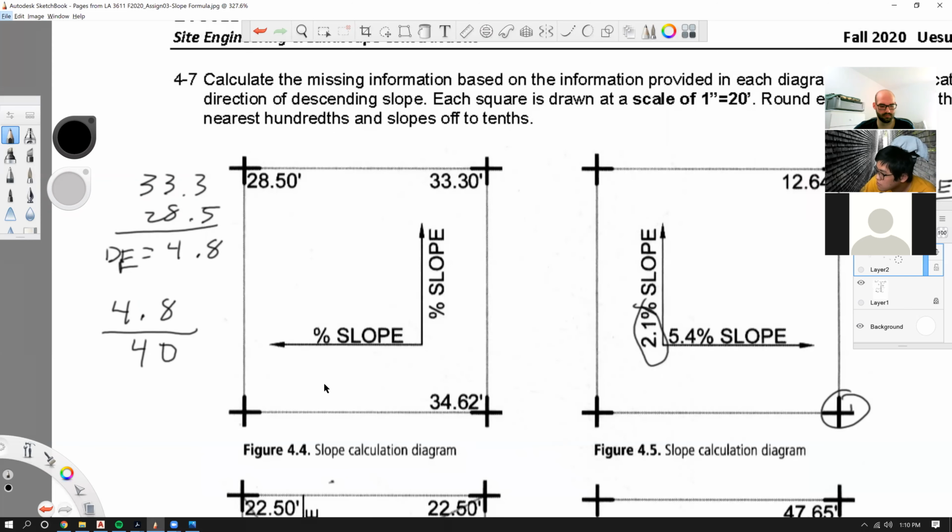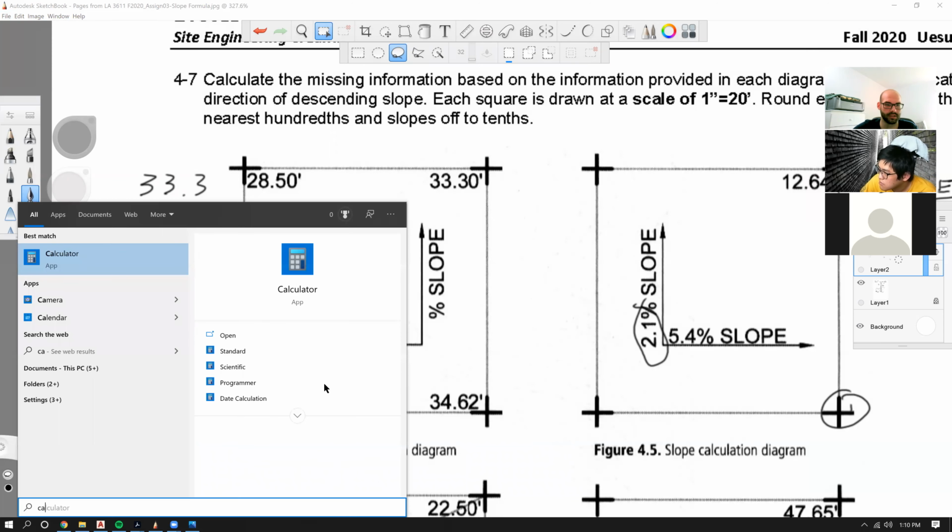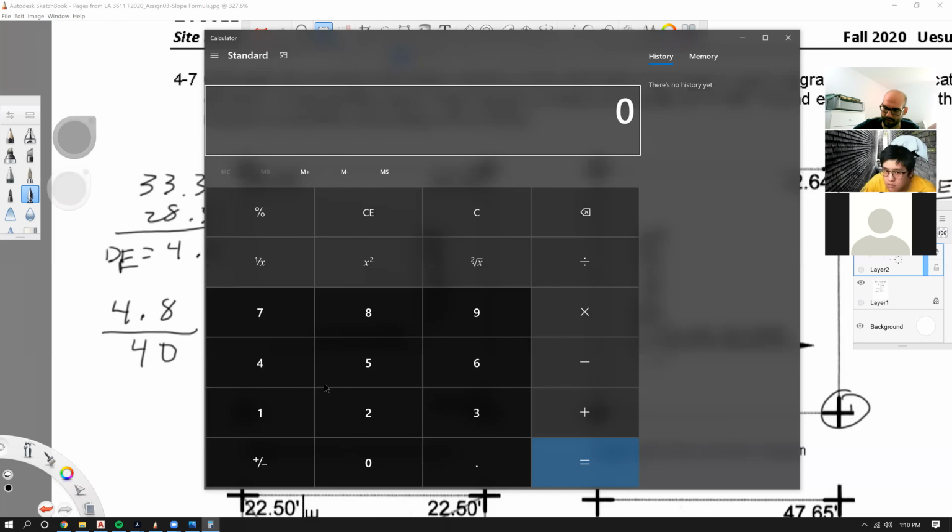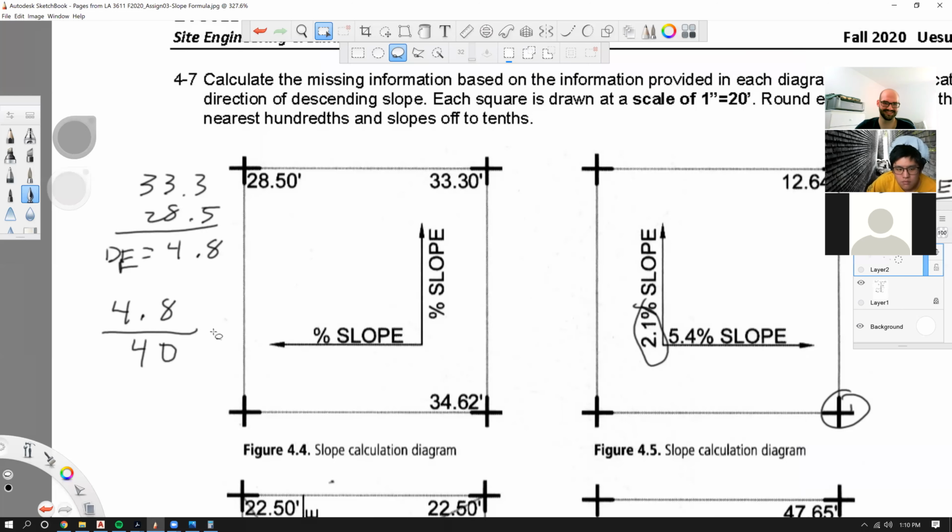And we have our slope for the horizontal as 12%. Sorry, what did that just say? What was the calculation? 4.8 divided by 40. 12%. You guys paying attention? What was that? 0.12. Right. 0.12, which is expressed as a percent, is going to be 12% slope going this direction. Okay.